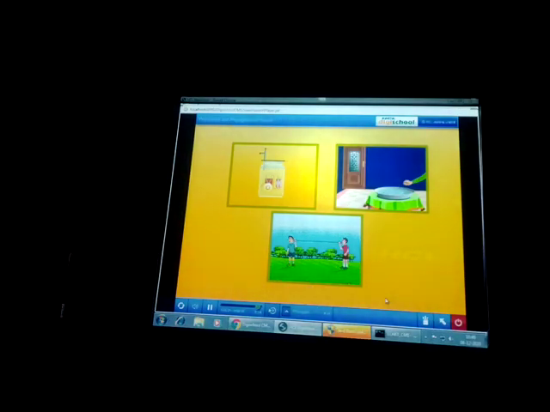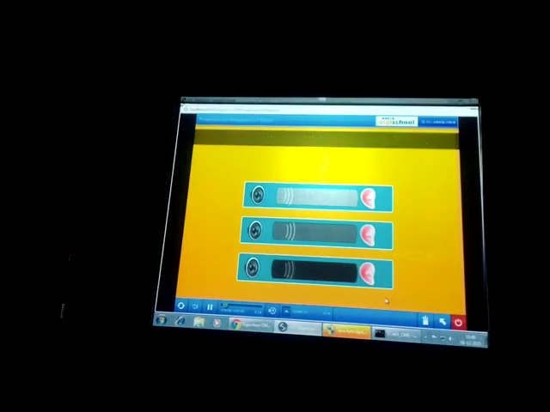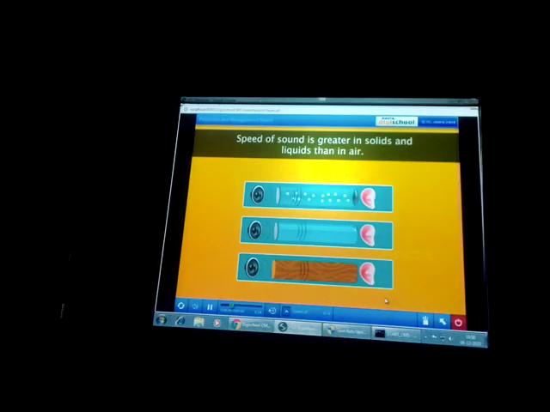Does sound travel at the same speed in all the media? If not, then in which medium do you think sound travels faster? Sound travels faster in a denser medium because the particles are closer together, and so the energy travels faster. The speed of sound is greater in solids and liquids than in air.